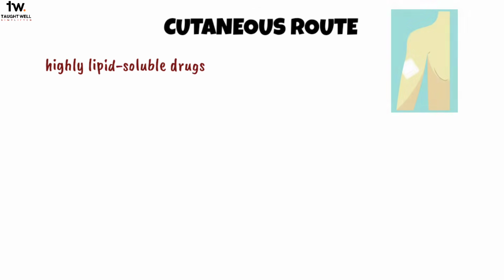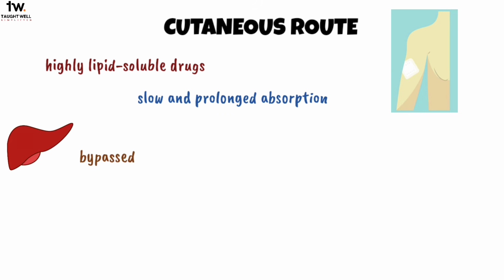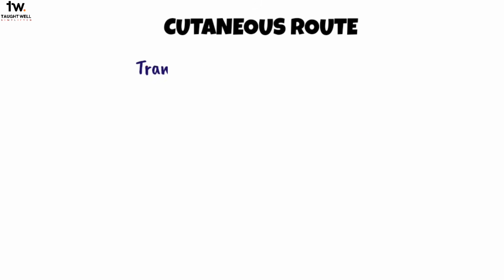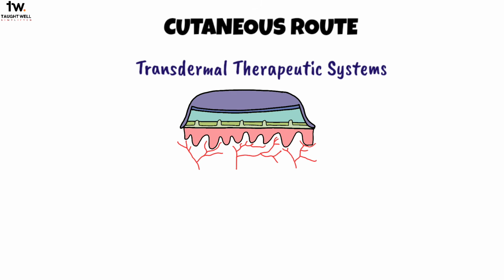Let's discuss the cutaneous route now. Highly lipid-soluble drugs can be applied over the skin for slow and prolonged absorption. In this route also, the liver is bypassed. The drug can be incorporated in an ointment and applied over a specified area of skin. An interesting method of drug delivery is transdermal therapeutic systems.